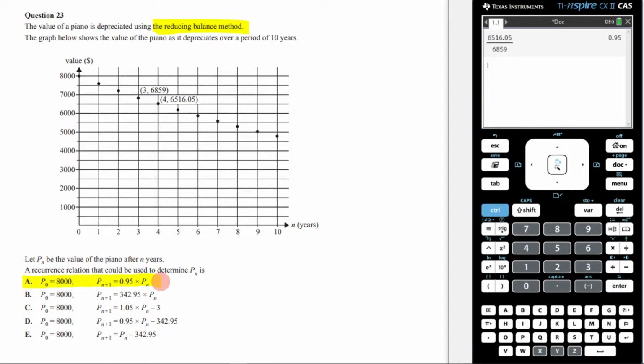If you wanted to double check that you've done this correctly, it's not necessary, but you could go, all right, I've got $8,000, hit enter, then go times by 0.95. So in my first year, it's worth 7,600. In the second, that. In the third, 6,859, which is what we see there. And then in the fourth year, 6516.05, which is what we see there. So that assures us that we have done it correctly.